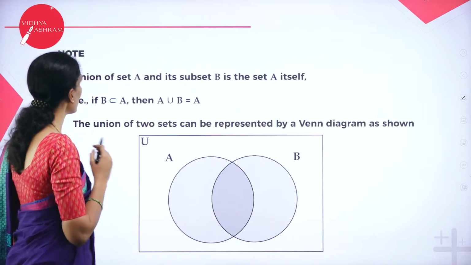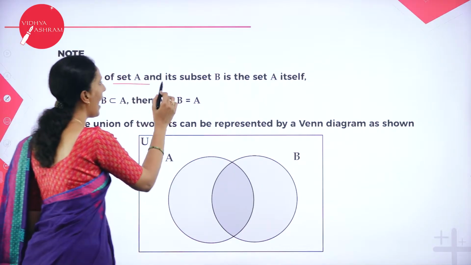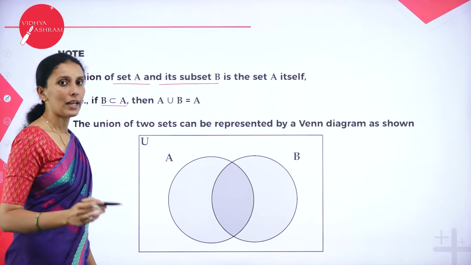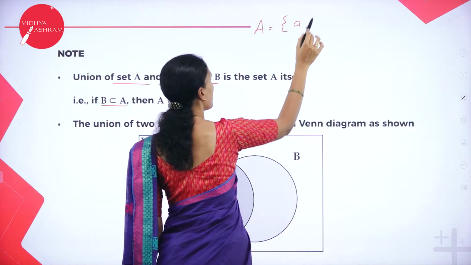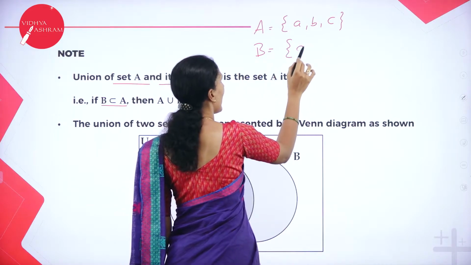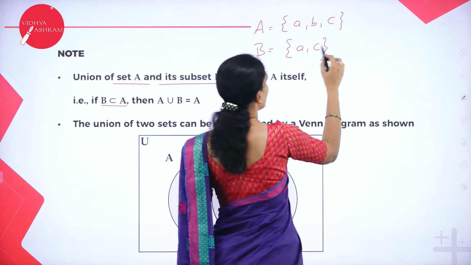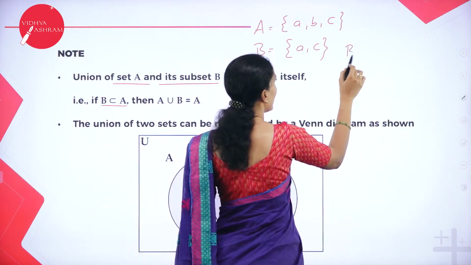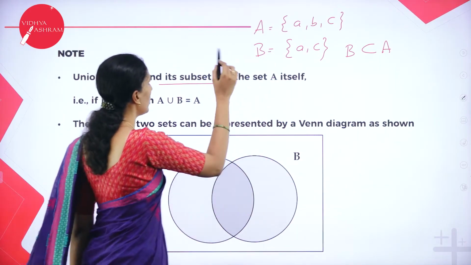Next, here we have union of set A and its subset B. Suppose B is a subset of A. Let me take an example. Suppose A is equal to {a, b, c} and B is equal to {a, c}. Clearly, what is the relation between B and A? B is a subset of A. Now write A union B.